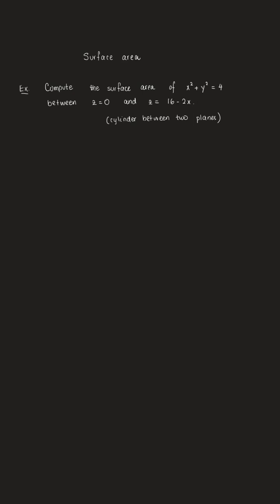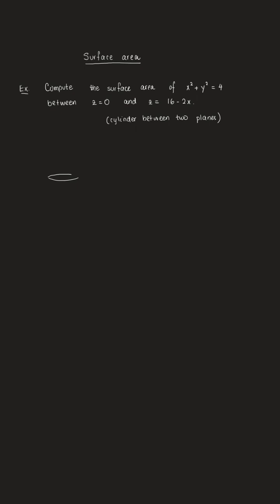All right, so this problem is asking us to compute the surface area of x squared plus y squared equals 4, which you might notice, since it doesn't have a third variable, will be a cylinder. And we want to compute the surface area of this cylinder between z equals 0 and z equals 16 minus 2x. So we haven't explicitly talked about surface area by itself, and we're going to do that through this example, but the shape that we have is something like this, right?